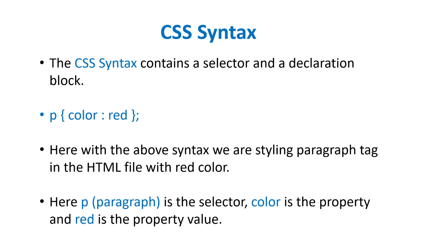The CSS syntax contains a selector and a declaration block. For example, p { color: red; }. Here with the above syntax we are styling the paragraph tag in the HTML file with red color. Here p is the selector, color is the property and red is the property value.